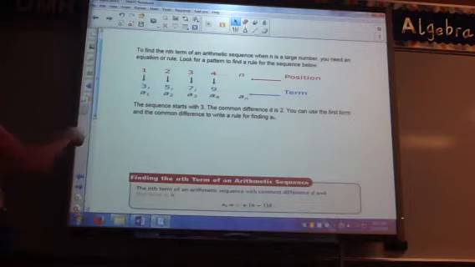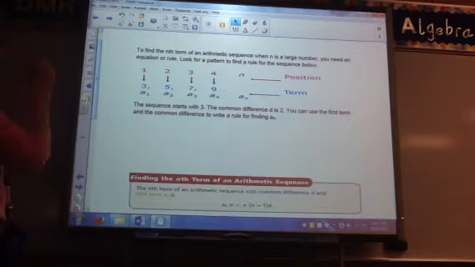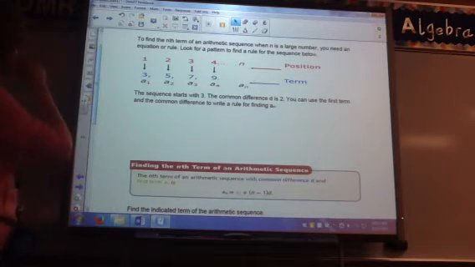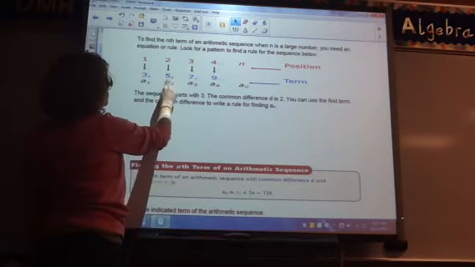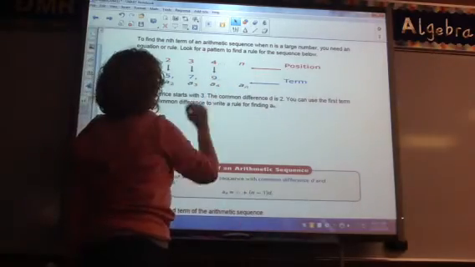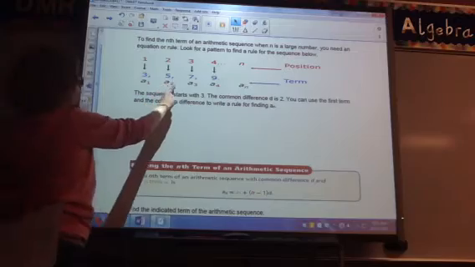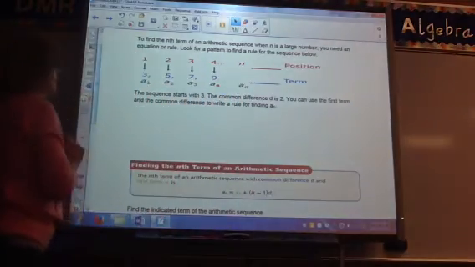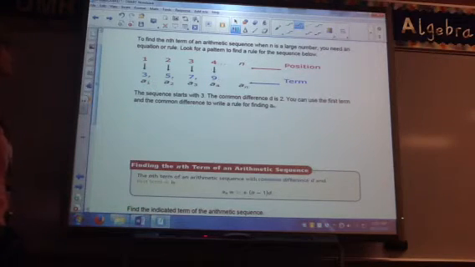To find the unknown term, which is the nth term of the arithmetic sequence, we use a formula here. n represents the term: 3 is term 1, 5 is term 2, term 3, term 4, and so on. This would be the unknown term that you're trying to find. The sequence starts with 3. The common difference is 2. You can use the first term and the common difference to write a rule.